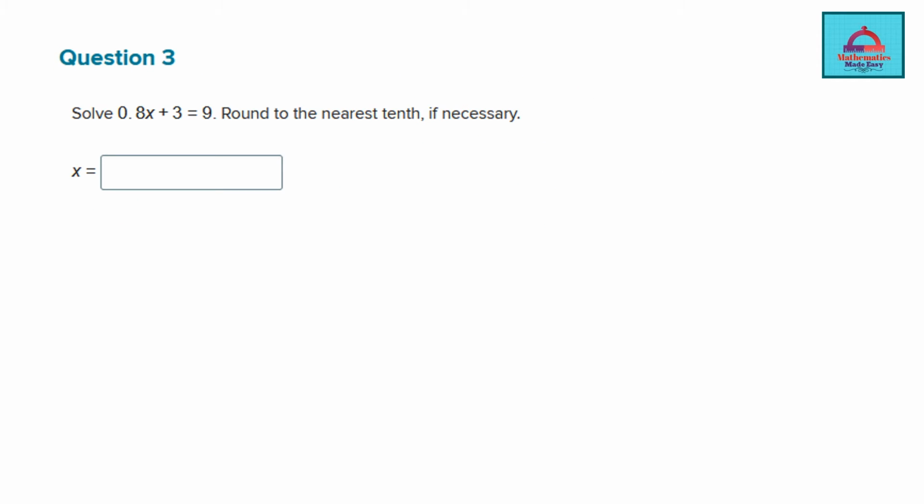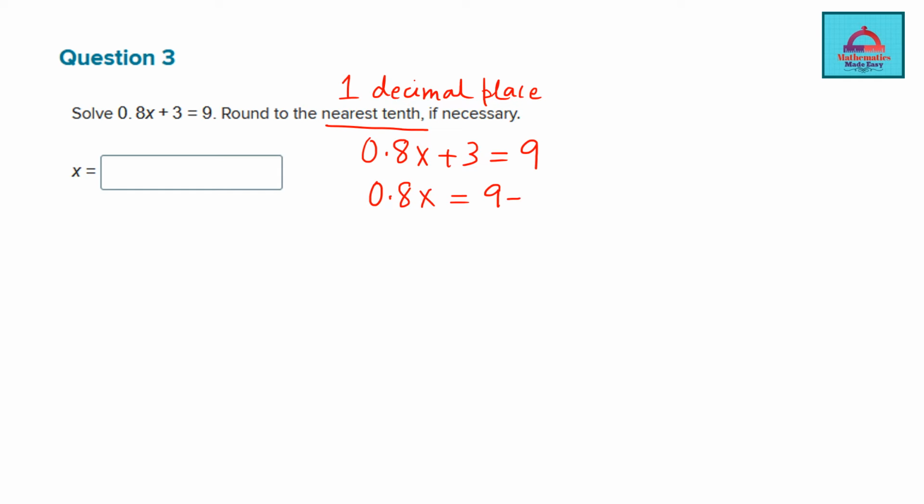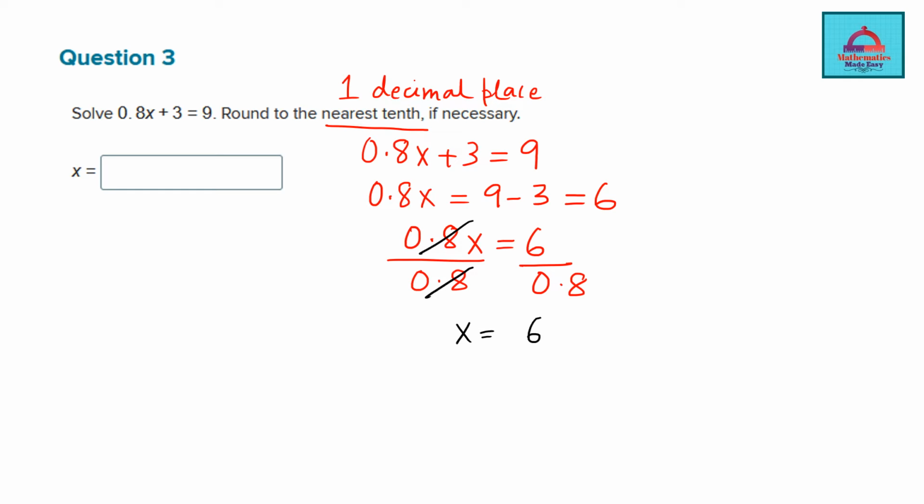Let's solve this equation. Here you see the decimal with the multiplication of x, 0.8x plus 3 is equal to 9. You have to solve for x and round off to the nearest decimal, that is 1 decimal place. So here you'll put 0.8x is equal to 9 minus 3, which is 6. Now 0.8x is 6, so you will divide both sides by 0.8 to get your value of x. 0.8 and 0.8 cancel, so x is equal to 6 divided by 0.8, which is 7.5. So the answer is 7.5 here.